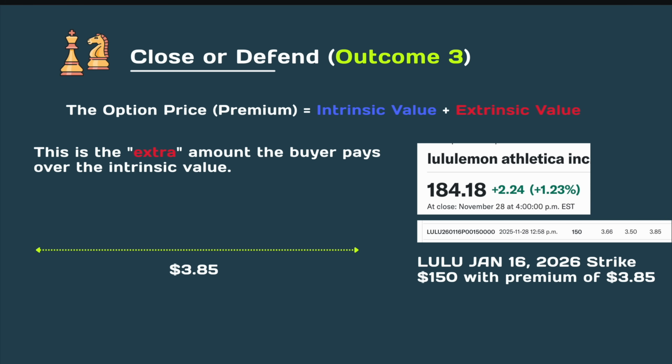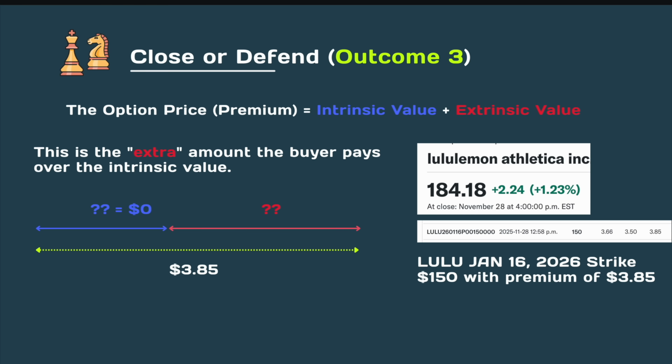So notice my green line represents the price of the option, or the premium of the option that the buyer is paying you. Let's represent the intrinsic value in the blue line and then the extrinsic value in the red line over here. So notice in this example, we know that the intrinsic value has to be 0 because this option is out of the money.